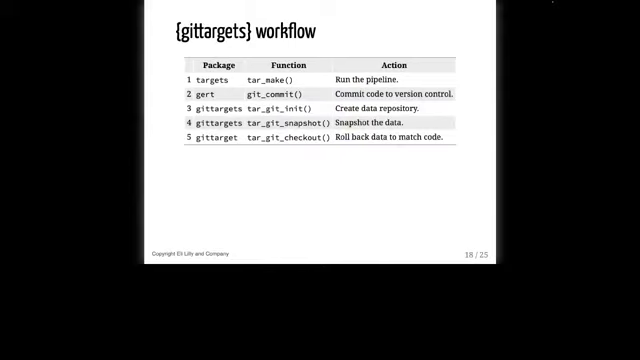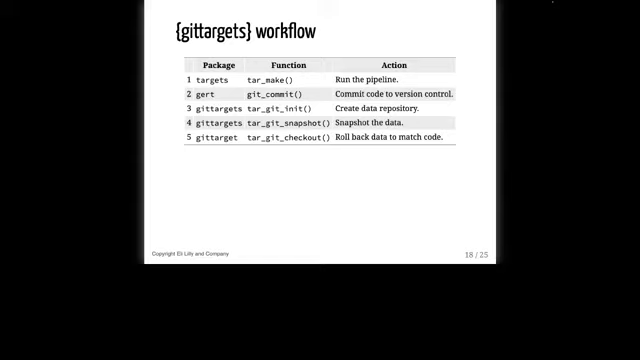Here's how it works. First, run the pipeline and commit the code to version control with something like Git. That much is standard procedure for a targets project. After that, we go to Git targets and we use tar git init to create a repository for the targets data store. The data repository is separate from the code repository because there's usually a lot of data and we still want to be able to push the code to GitHub or GitLab, so it needs to be light.